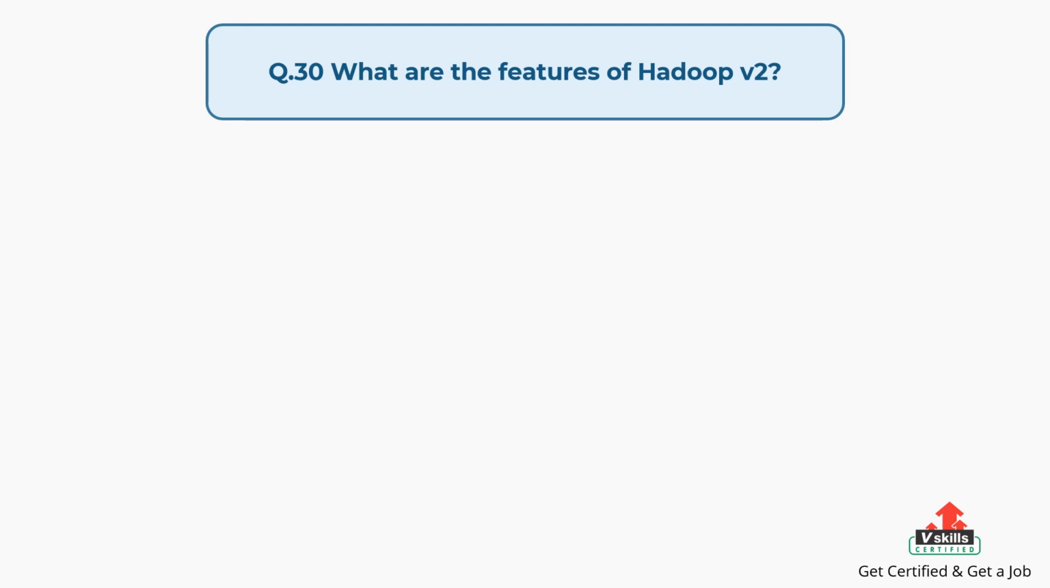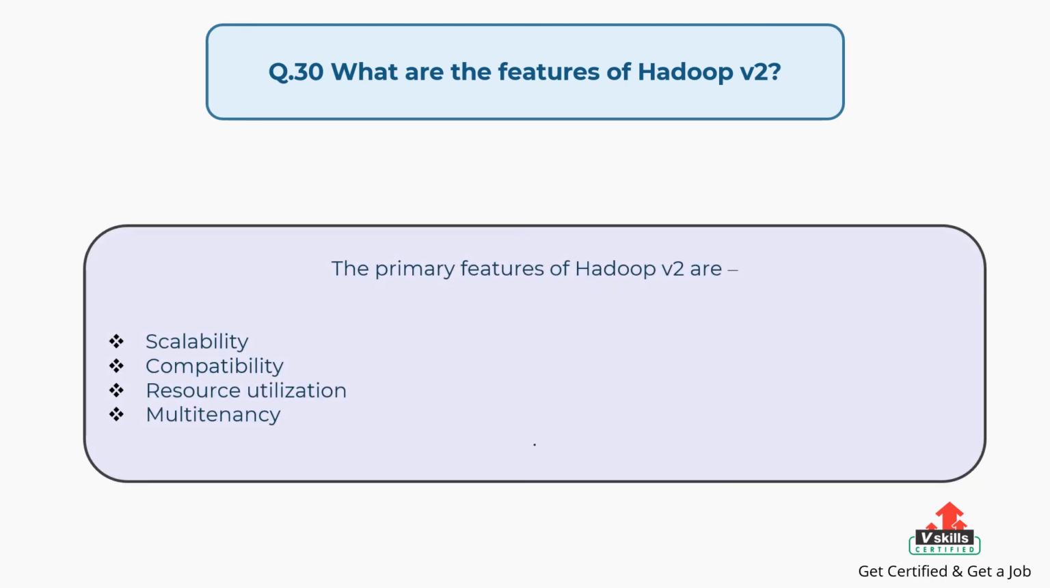Question number 30. What are the features of Hadoop version 2? The answer is, the primary features of Hadoop version 2 are 1. Scalability, 2. Compatibility, 3. Resource utilization, 4. Multi-tenancy.